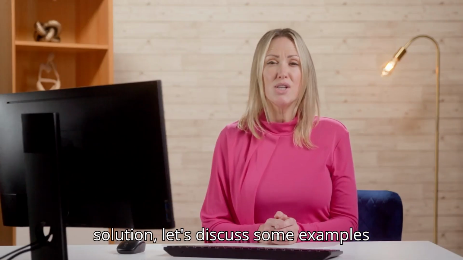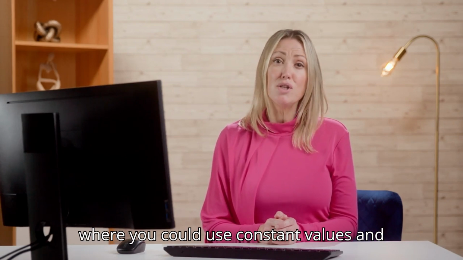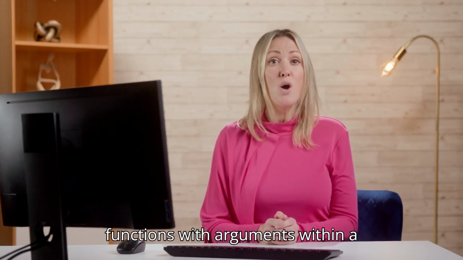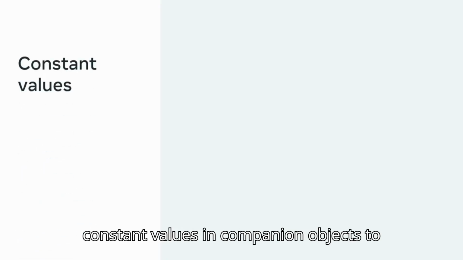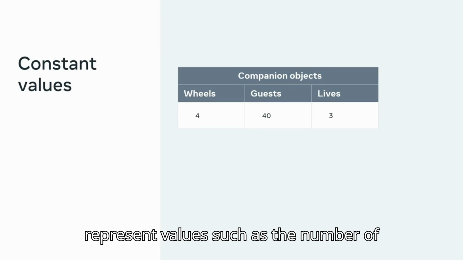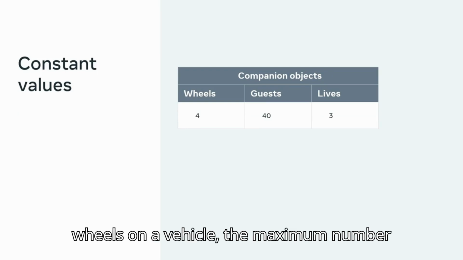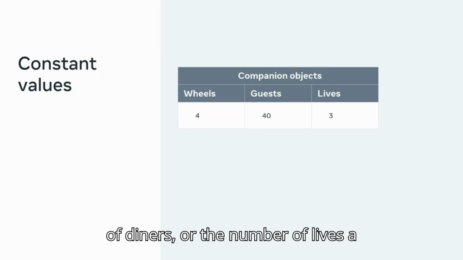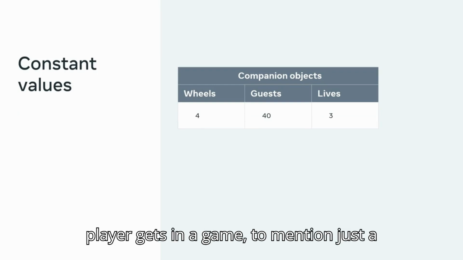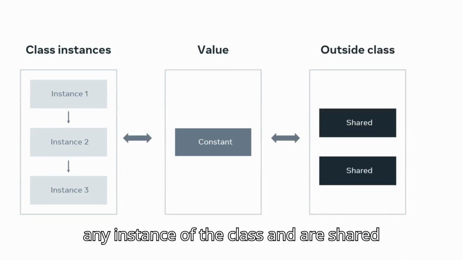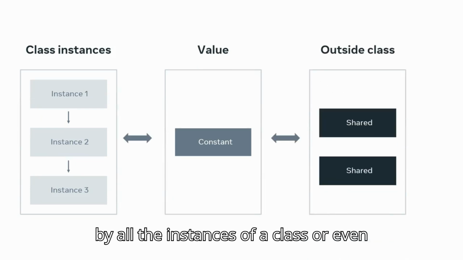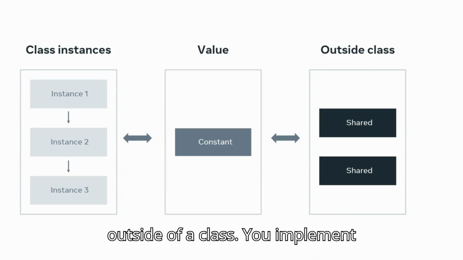Before building the solution, let's discuss some examples where you could use constant values and functions with arguments within a companion object. You may implement constant values in companion objects to represent values such as the number of wheels on a vehicle, the maximum number of diners, or the number of lives a player gets in a game, to mention just a few cases. These values do not depend on any instance of the class and are shared by all the instances of a class or even outside of a class.